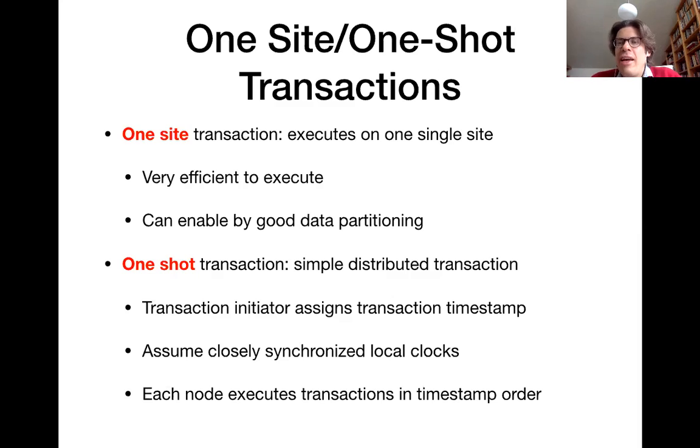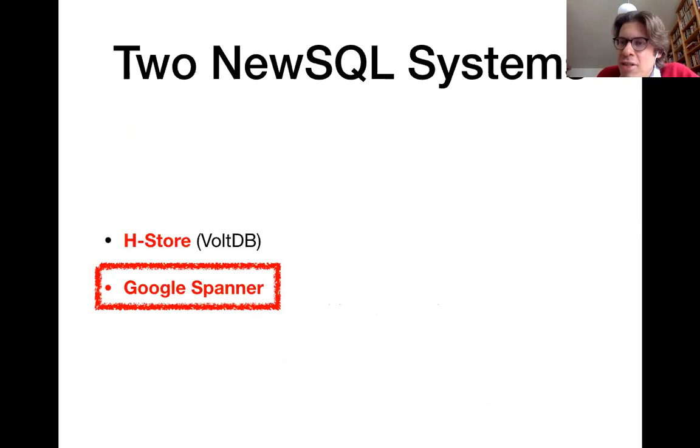And if it is a one-shot transaction, it means that it is a relatively simple distributed transaction. So we essentially can initially determine which is the work that each of the participants has to do. And then we distribute those transaction parts to the different nodes, which will execute them in timestamp order. All right. So this is a high-level overview of the H-Store system, and I shed light on a couple of key design decisions.